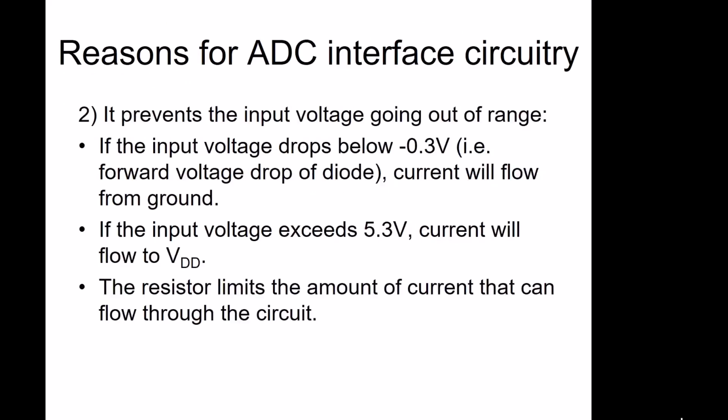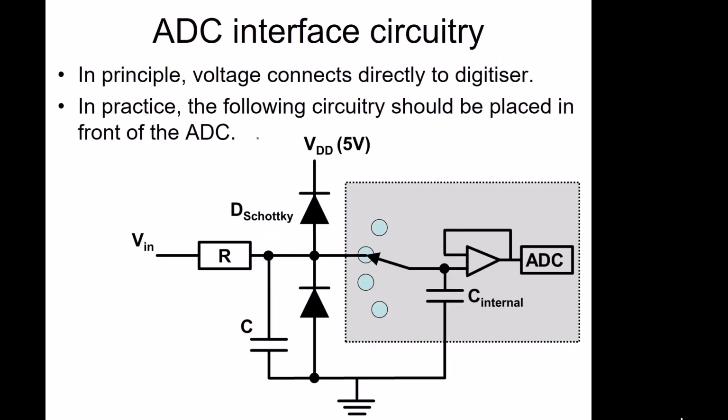It prevents the input voltage going out of range and so potentially damaging the converter. You have two diodes here, this one and this one. If these diodes were perfect, then if this voltage goes above 5 volts, you will get current flowing up there and therefore reduce this voltage to the 5 volt level. Alternatively, if this voltage goes below ground, say it goes to -1 volt, you'll get current flowing here from ground up to neutralize that and bring it back to ground level.